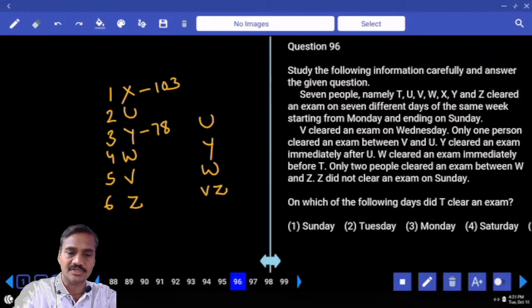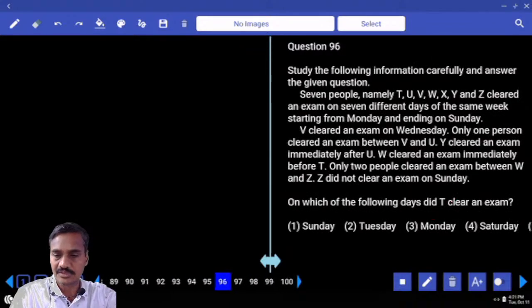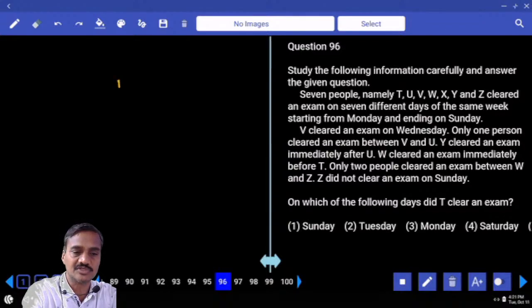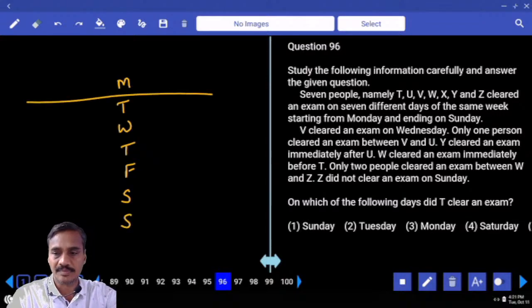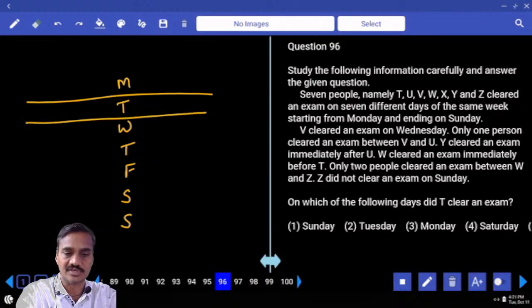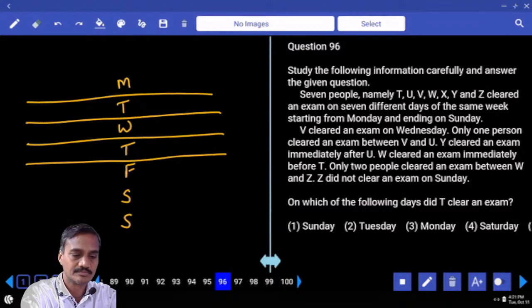Then 96 to 100. Now in this, there are some 7 people on 7 different days of the same week, starting from Monday, Tuesday, Wednesday, Thursday, Friday, Saturday and Sunday. 7 people cleared an exam on 7 different days of the same week, starting on Monday and ending on Sunday.